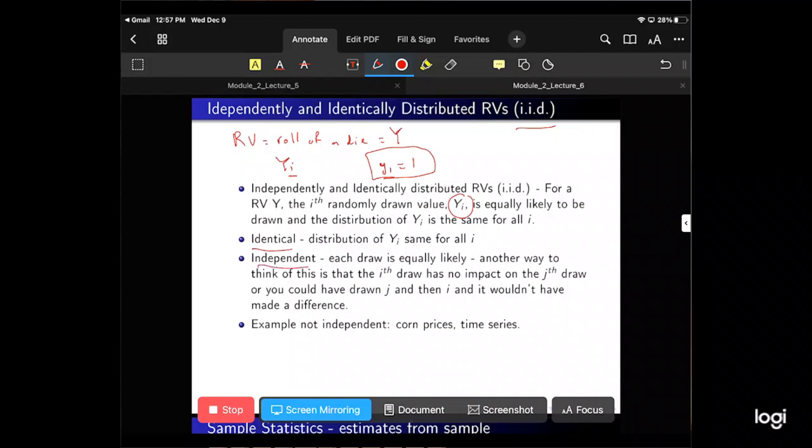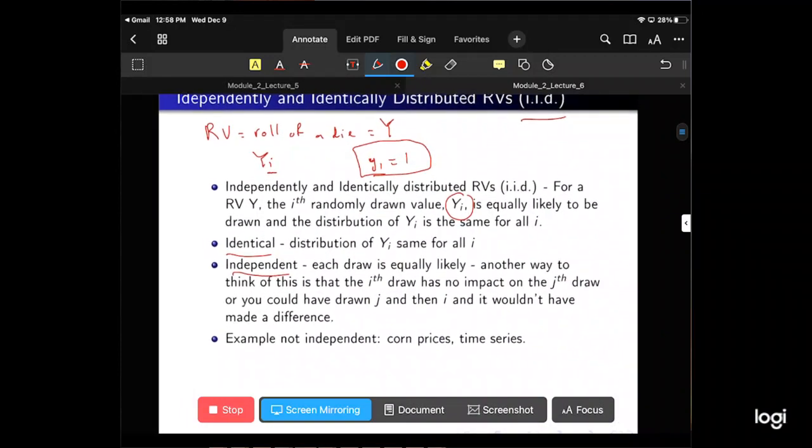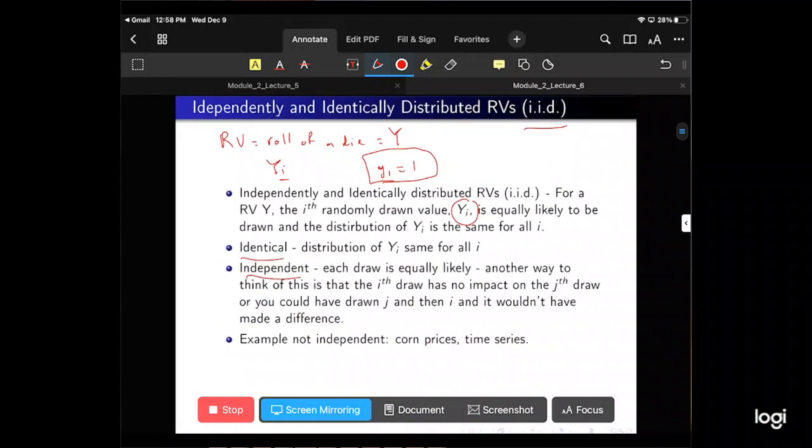Independent, the definition of that is each draw is equally likely. Another way to think about that is you roll the die once, it has no bearing on the second roll of the die. The outcome of the first roll has no bearing on the second outcome. An example of not independent random variables would be corn prices, or a time series. If the random variable is corn prices, the outcome of corn prices today depends on the outcome of corn prices yesterday.